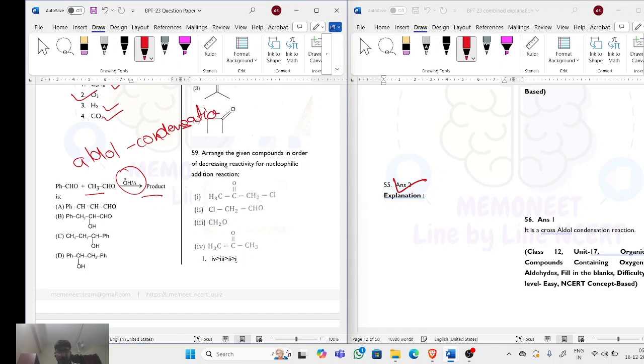Condensation reaction. Okay, so here is one compound and there is another compound. There are four possible products for this reaction. Here we have to find which is the major product.